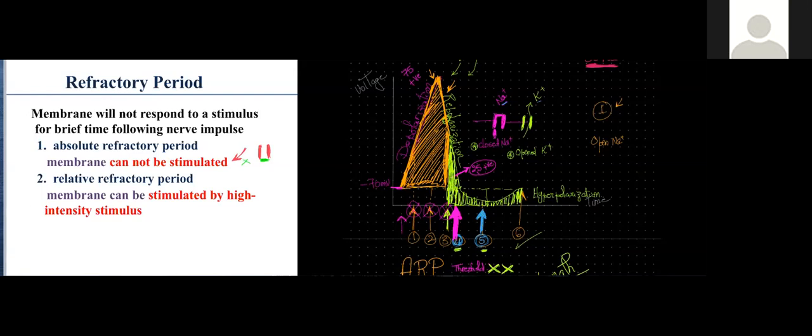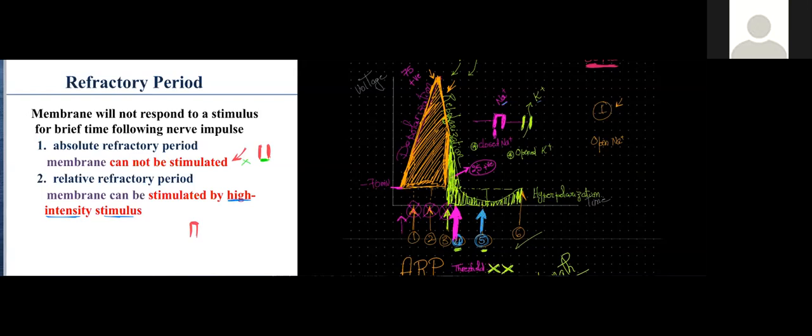Compared to the relative refractory period. In the relative refractory period, the membrane can be stimulated by a higher intensity stimulus. Why higher intensity stimulus? Remember, your sodium channels are already closed, so you can stimulate them. The door is closed. Can you open a closed door? Yes, I can open a closed door. I have no problem with it.